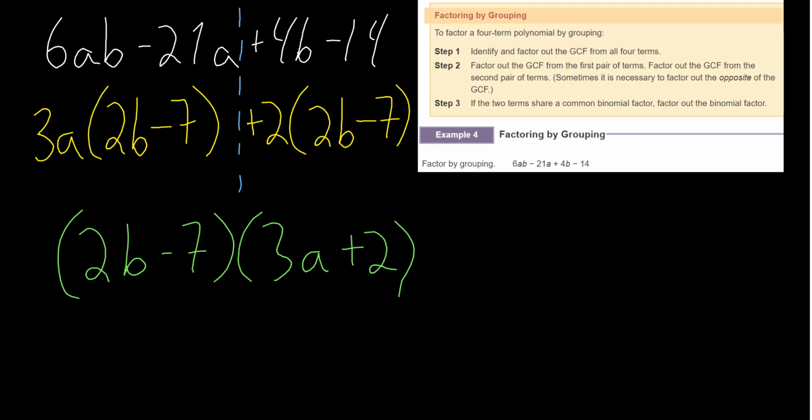Okay, and that's it. That's factor by grouping. Again, you can follow those steps 1 through 3, but I'm telling you, in this class and honestly probably the rest of your math classes, you're going to want to split the terms down the middle when you see 4 terms. Okay, when you see 4 terms, 1, 2, 3, 4, split it down the middle.